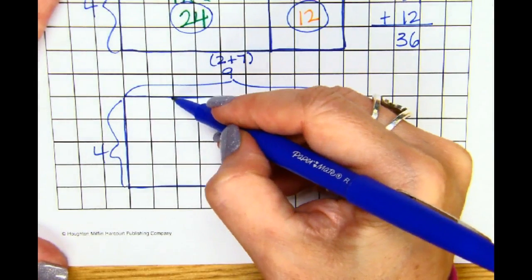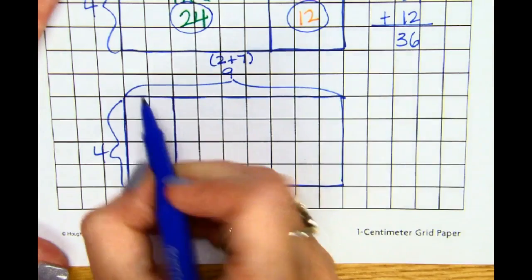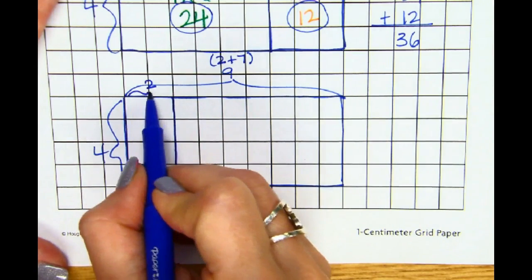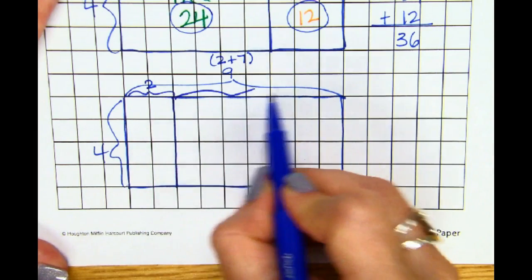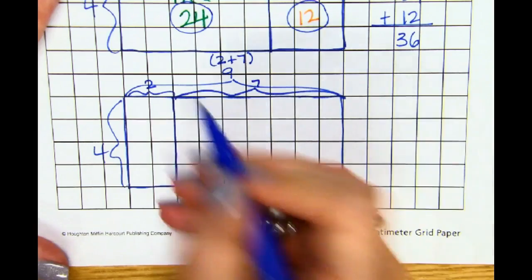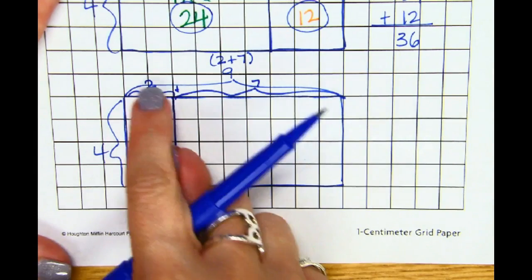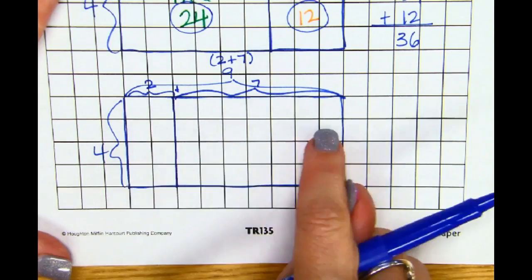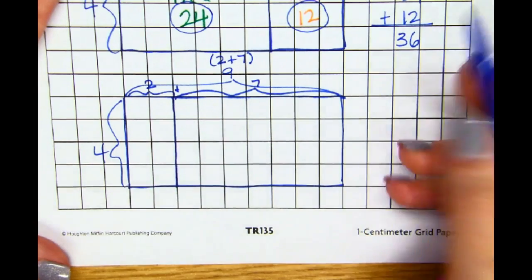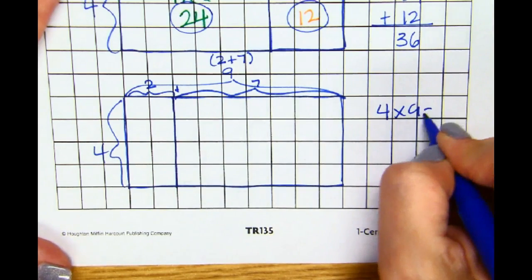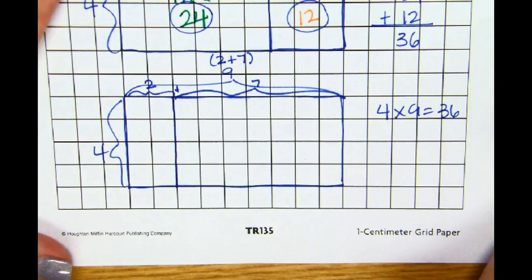So I'm going to go over 2. I'll split it into 2. This is our new section. And then this is 7. Do we still have 9 across? Yes, 2 plus 7 is 9. So we still essentially have 4 groups of 9. So again, 4 times 9 equals 36, but we can break it down into smaller parts.